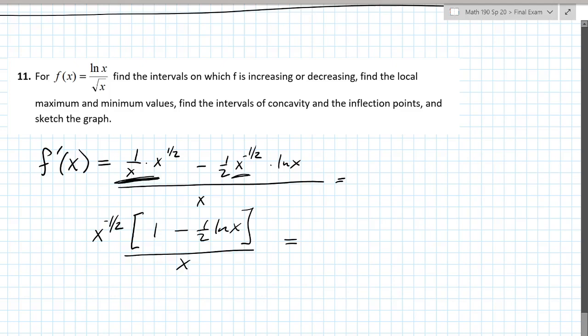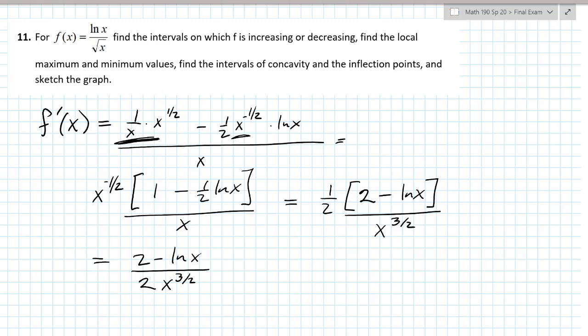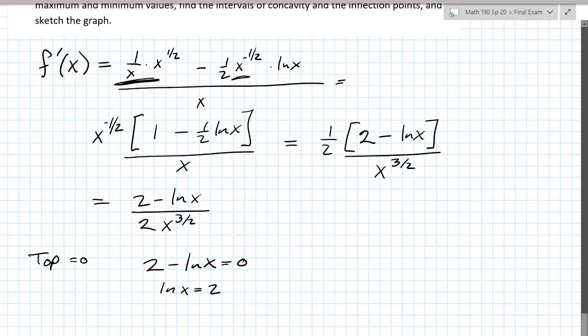Since I don't really like fractions, I'm going to factor out a 1/2, giving me 2 minus the ln of x over x to the 3/2 power, or what I would prefer is 2 minus the ln of x divided by 2 times x to the 3/2. I think that's the most compact form that we can get this problem into. So we want to know when we have the derivative equals 0. So that means the top equals 0 when 2 minus the ln of x is equal to 0, or when the ln of x is equal to 2, or when x is equal to e squared.